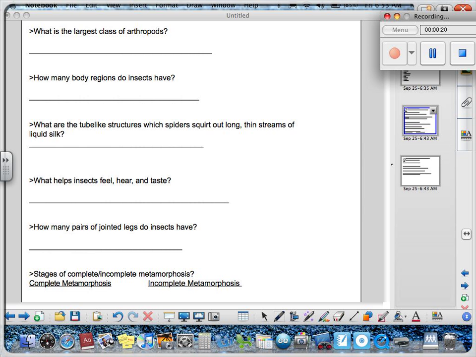What is the largest group of arthropods? The largest group of arthropods are insects. Okay. How many body regions do insects have? I think you actually answered this in class. They have 3 body regions.